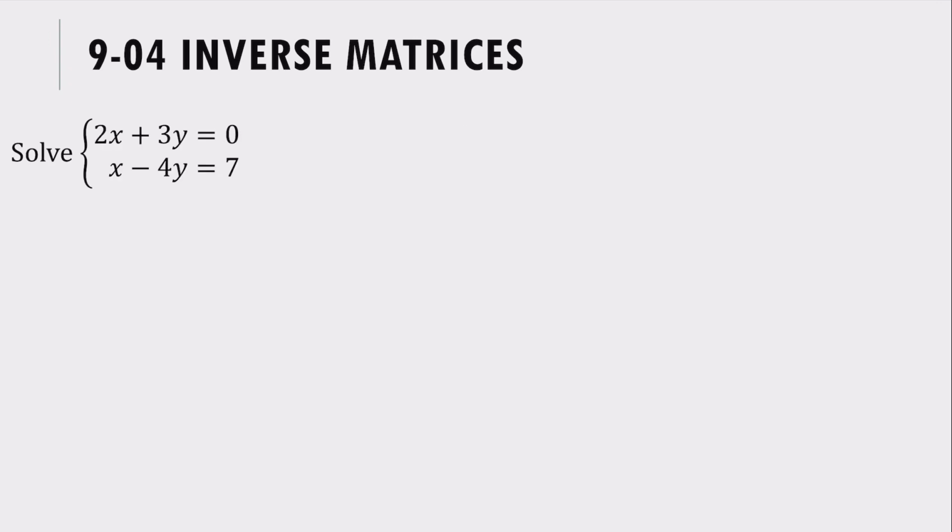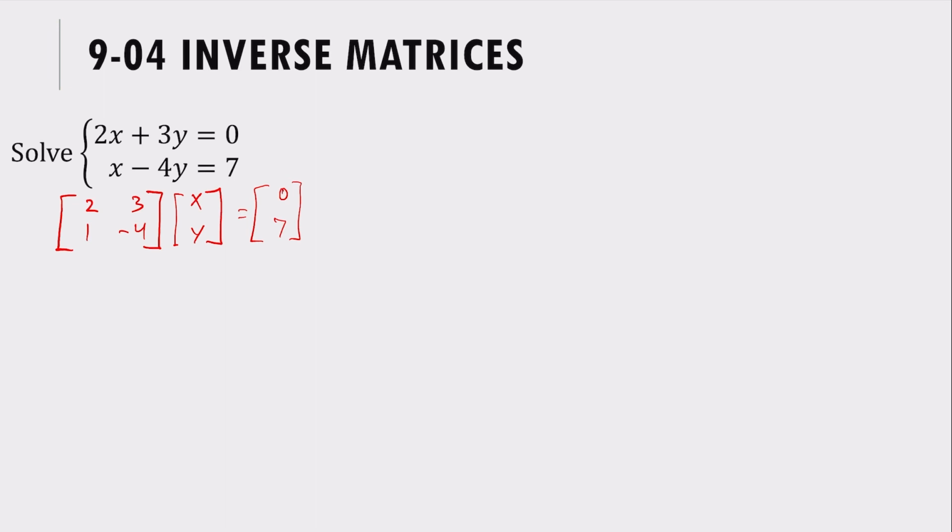So let's use an inverse matrix to solve this system of equations. So we have the coefficients 2, 3, 1, negative 4 times the variables x, y equals the constants 0, 7. All right, I said we just need to take the inverse of the coefficients and multiply that with a constant. So let's find the inverse of the coefficients.